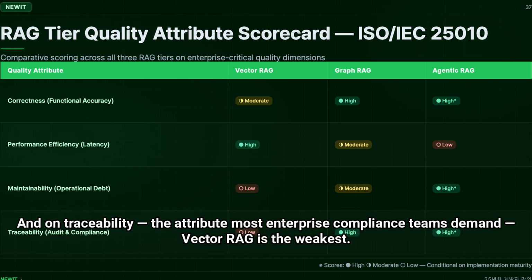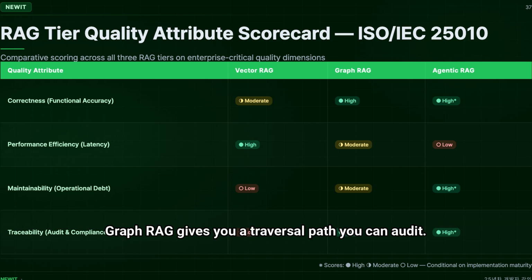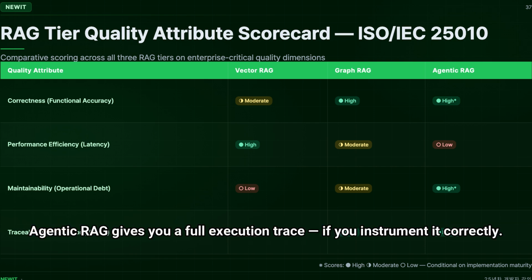And on traceability, the attribute most enterprise compliance teams demand, Vector RAG is the weakest. You can log which chunks were retrieved, but you cannot explain why the model chose to ignore others. Graph RAG gives you a traversal path you can audit. Agentic RAG gives you a full execution trace, if you instrument it correctly.